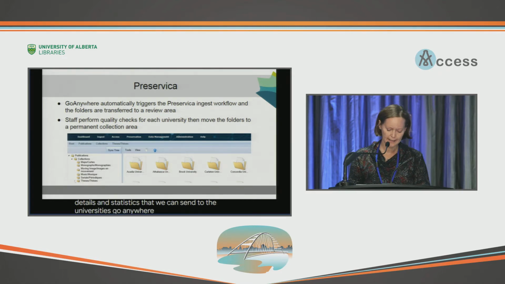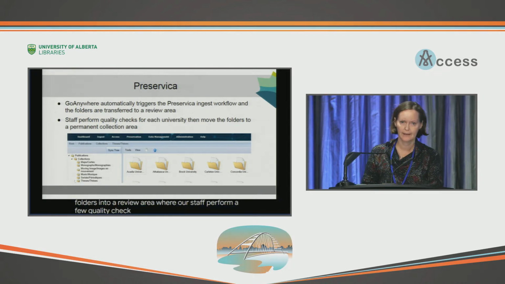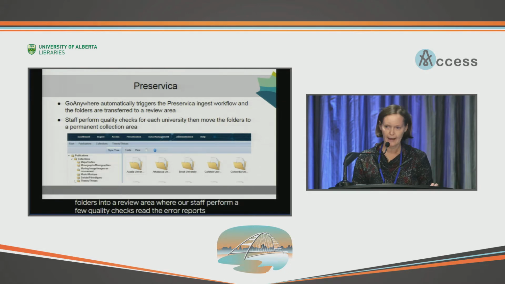Go Anywhere automatically triggers the Preservica ingest workflow and transfers the folders into a review area where our staff perform a few quality checks, read the error reports, and if things look good, then they move the folders into the permanent collection area of Preservica. These error reports and review procedures are a big improvement on our old harvester, which had little in the way of quality assurance.